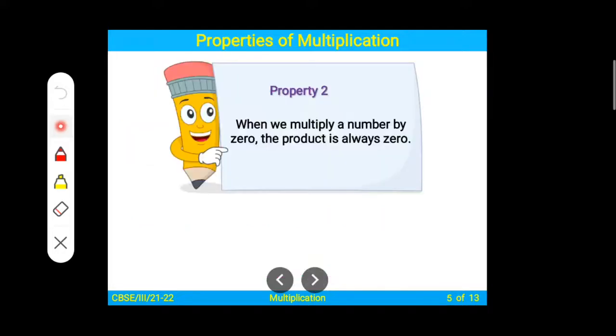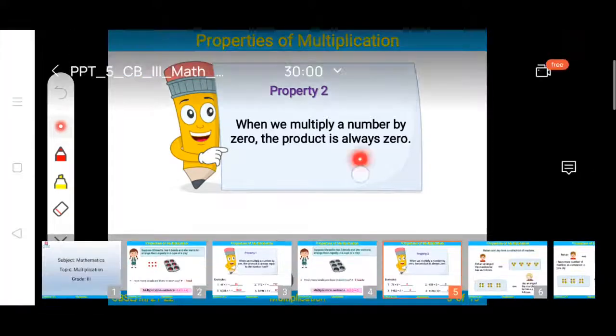So what is the second property of multiplication? When we multiply a number by 0, the product is always 0. जब भी आप कोई भी नंबर को ज़ीरो से मल्टीप्लाई करते हो, आपको मल्टीप्लिकेशन करने नहीं बैठना, डायरेक्ट आंसर लिखना है आपको ज़ीरो. So let's see the example for that.